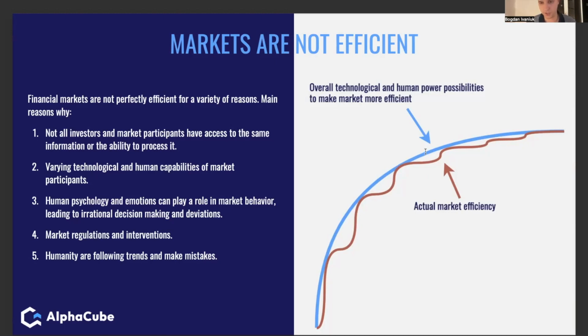But the actual market efficiency is lower than the maximum possible. Why? Here I just mention a few general ideas. Investors are different market participants, and they have access to different information and different ability to process it. Technological possibilities are also absolutely different, because somebody has only a laptop and mobile, and somebody has access to a cluster computation engine, and so on. So there is no equality in the world regarding this.